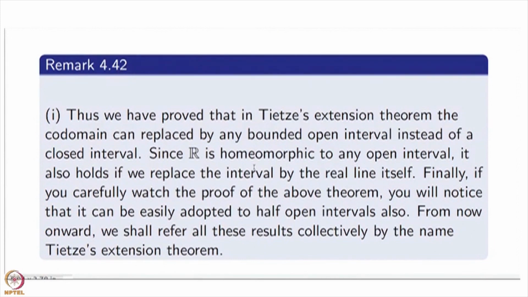Finally, if you carefully watch the proof of the above theorem, you will notice that it can be easily adapted to half open intervals also. If you don't want both of them, you have to work only for one of them. That A which you have taken as f inverse of minus 1 and plus 1, you take A as the inverse of only one of them. So it will work for half open intervals also.